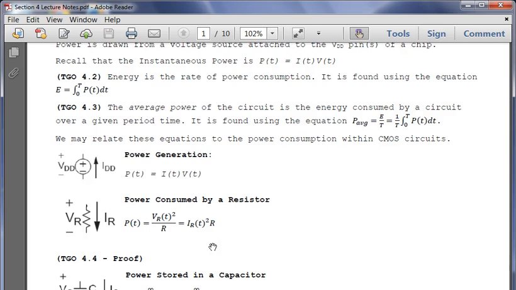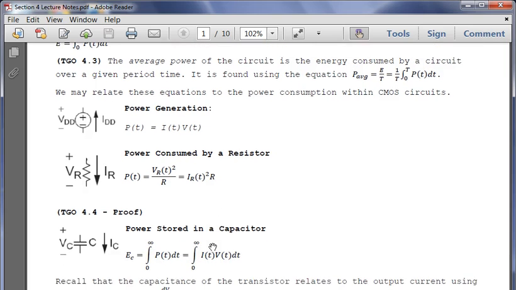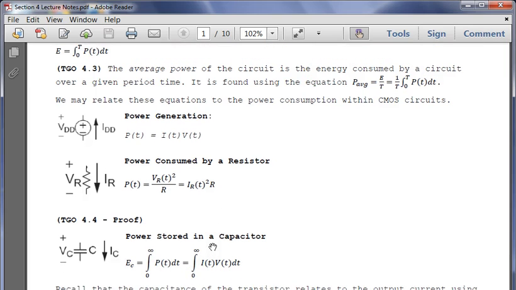Now 4.4, we're going to relate power stored in a capacitor to previously derived equations. So we know that the current in the capacitor is equal to the capacitance times the rate of change in voltage over time. So we have two plates and we're dissipating voltage, and the capacitance is the ability of the device to store a charge. So we're losing charge, and based on that, we have a rate of change in voltage.